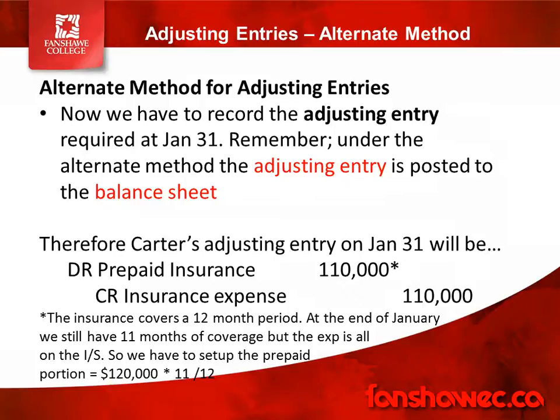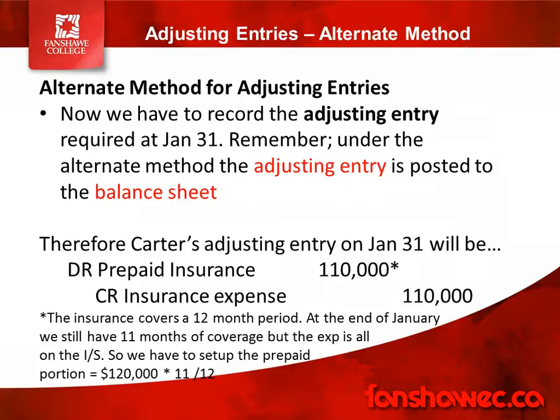We're going to focus on setting up our balance sheet. Right now, we have nothing on our balance sheet for prepaid insurance. So again, here's the calculation as to how I got to the $110,000, but we have an insurance plan that covers a 12-month period. At the end of January, we've only used 1 month, so we still have 11 months of coverage. Okay, but everything is sitting in the expense account on the income statement.